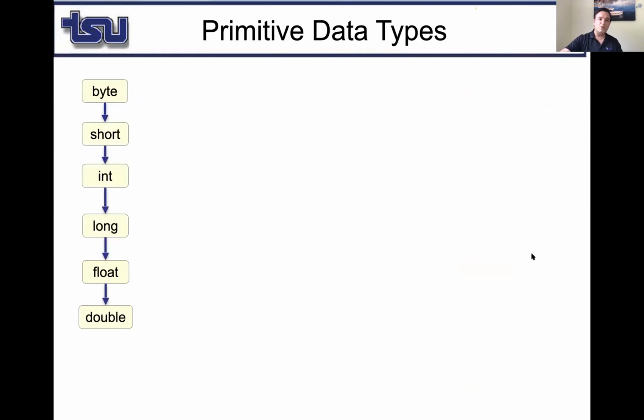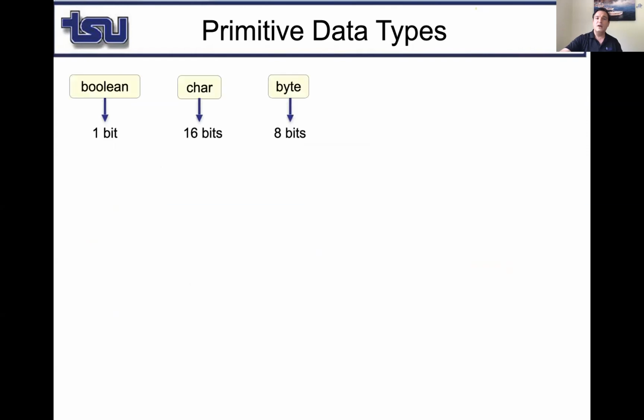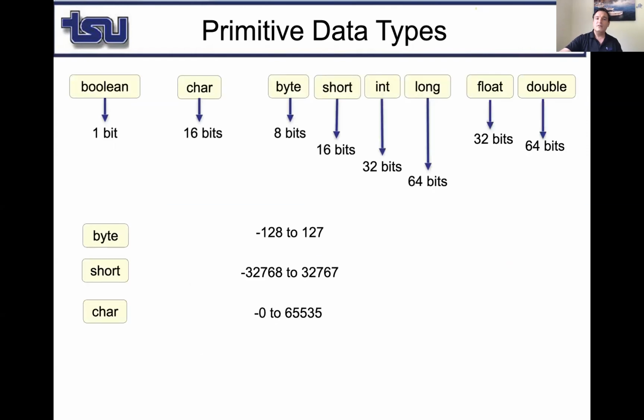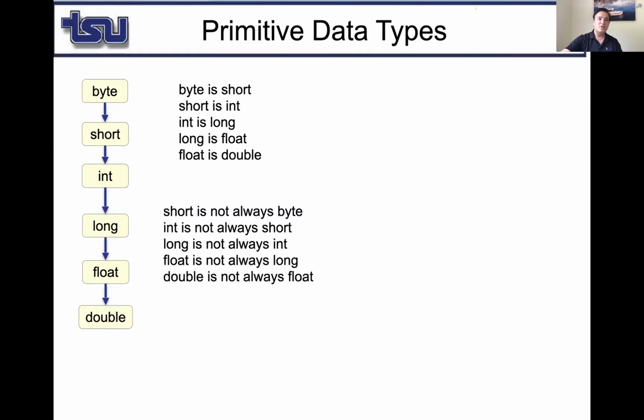Well, I'm going to include also float and double. I'm not going to go into very much detail on this, but you must know that a byte is a short, short is an int, int is a long, long is a float, float is a double. Again, byte is a short is an int is a long is a float is a double. But short is not always a byte. See, you cannot just say short is byte. Int is not short, long is not int.